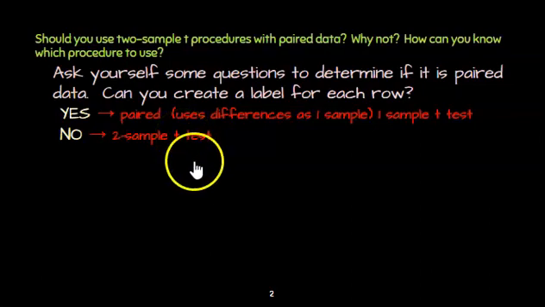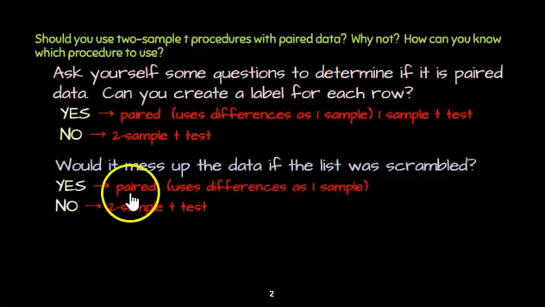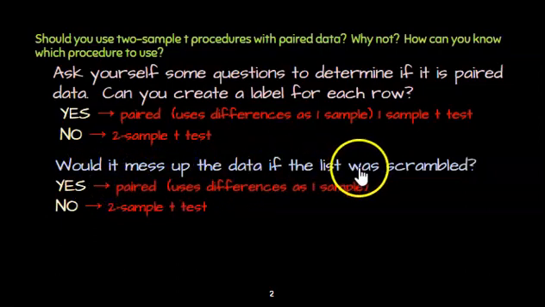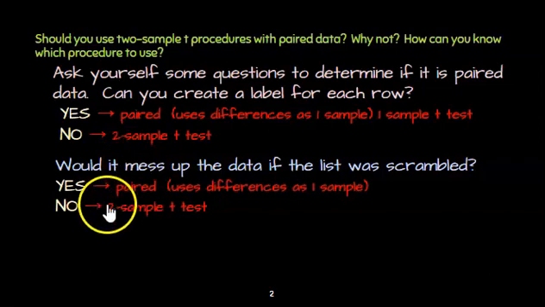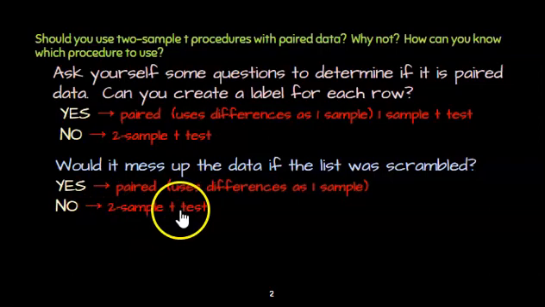this chapter. Another question you could ask is, would it mess up the data if the list was scrambled? If you say yes to that, then yes, you want to do the paired test, which means you find the differences and again use it as a one sample t-test. But if it doesn't mess up the data, then use a two sample. Now, what do I mean by that? Well, here's a couple examples.